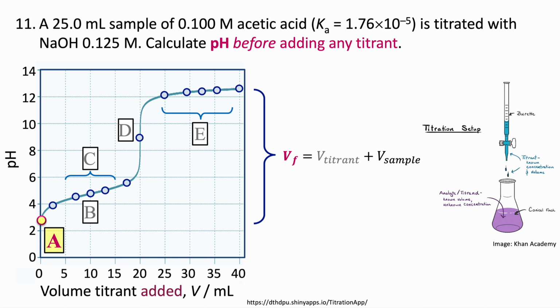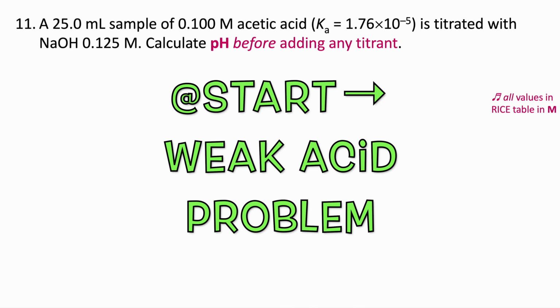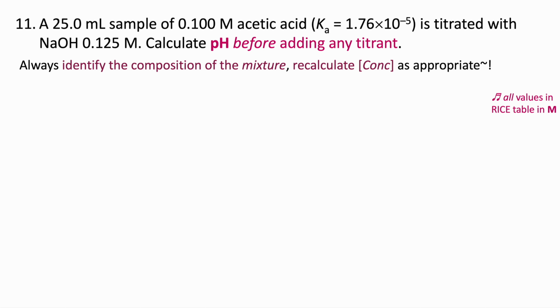Remember that in every single case we have to look at the composition and the volume, adjusting accordingly. So the final volume in your flask is always going to be titrant plus sample. Since we haven't added any titrant, the final volume really is just the volume of my sample. The same thing with the composition. I haven't added any titrant, so the composition is only going to be given by what I had at the very beginning. So the main premise is always: identify the composition of your mixture in the flask, and recalculate concentrations as appropriate. Before adding any titrant, you only have the analyte present. You don't have to do any corrections.